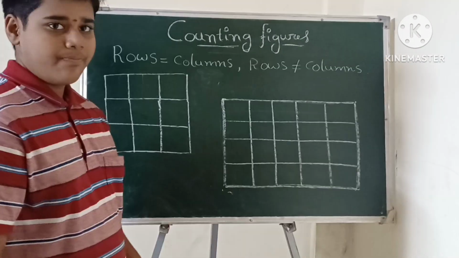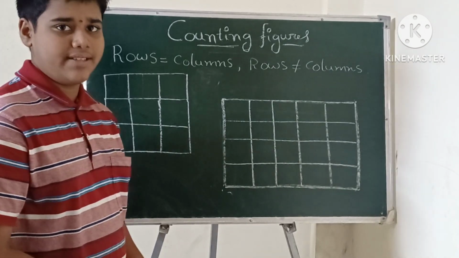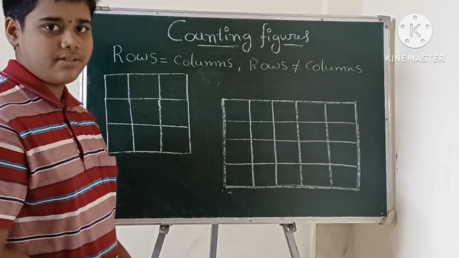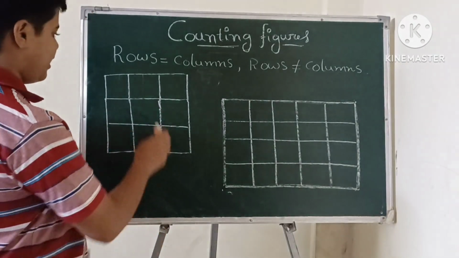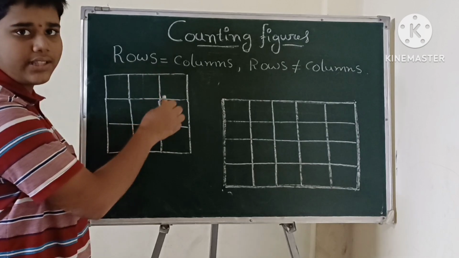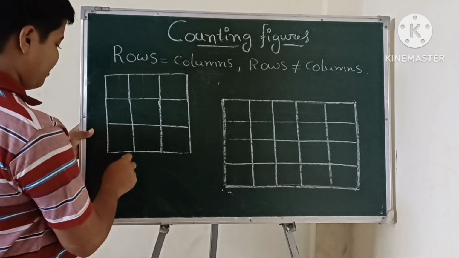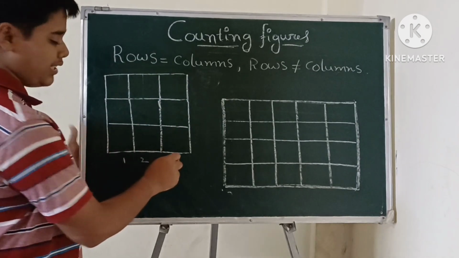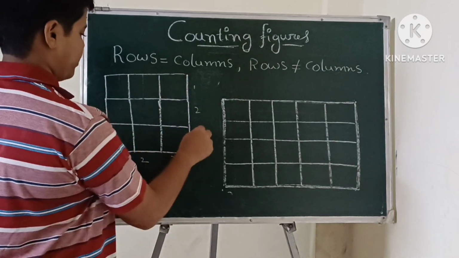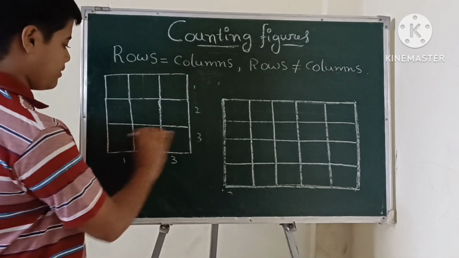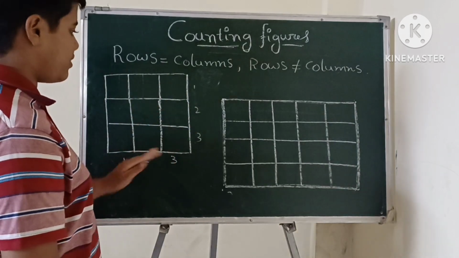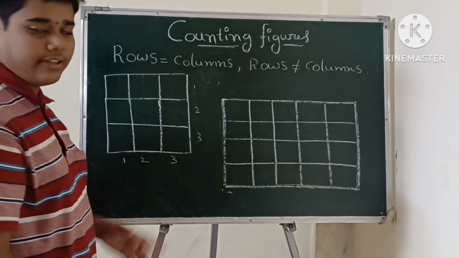Okay, basic squares. We have already seen the basics, and next, rows is equal to columns. So in this square, rows is also known as vertical columns. Here rows are 1, 2, 3, 3 rows are there, and here 1, 2, 3, 3 columns are there. Columns means like this. Okay, so we have to find how many squares are there in this square.